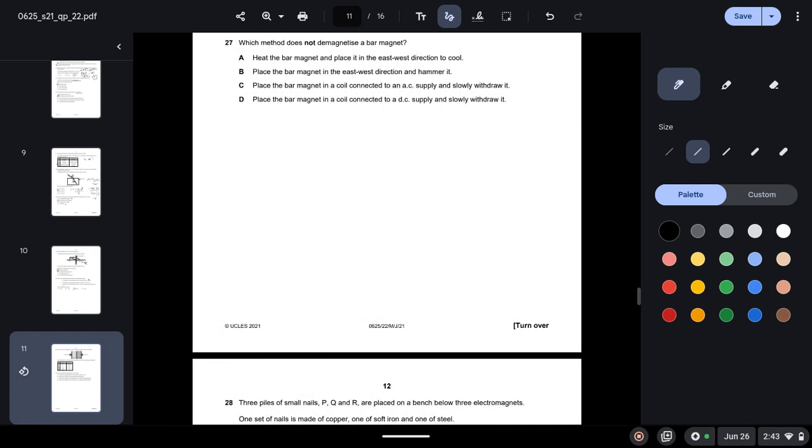Which method does not demagnetize a bar magnet? Heat the bar magnet and place it in the east-west direction to cool. This is correct. This will demagnetize. Place the bar magnet in the east-west direction and hammer it. This will also demagnetize. Place the bar magnet in a coil connected to an AC supply and slowly withdraw it. This will also demagnetize. Place the bar magnet in a coil connected to a DC supply and slowly withdraw it. This will have no effect on the bar magnet and it will not demagnetize.